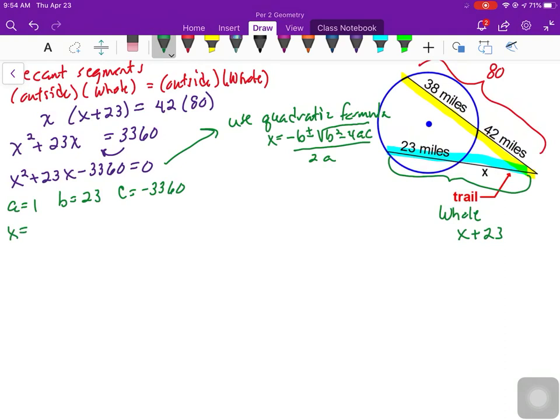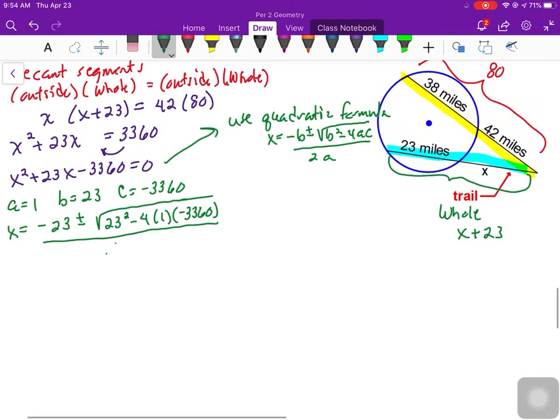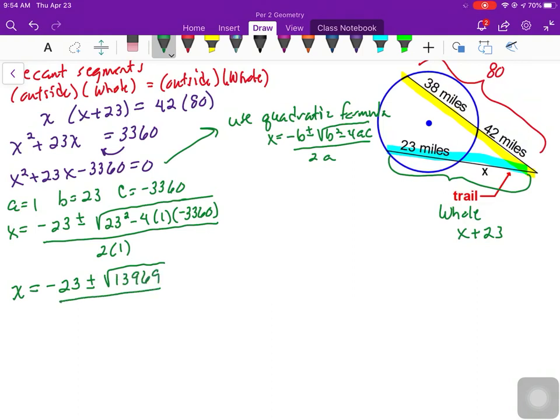If I put that into the quadratic formula, I'll have x equals negative b plus or minus the square root of the b squared minus 4 times the a times the c. And that entire thing, including the negative b, is divided by 2 times the a. That actually will give us, if we simplify what's under the radical sign, radical means the square root sign, underneath that square root sign, we have 13,969.